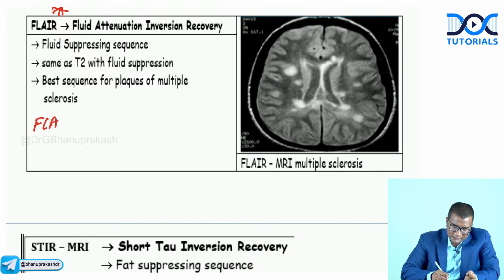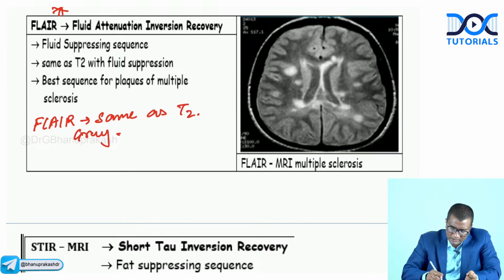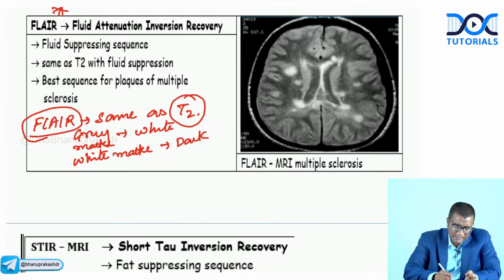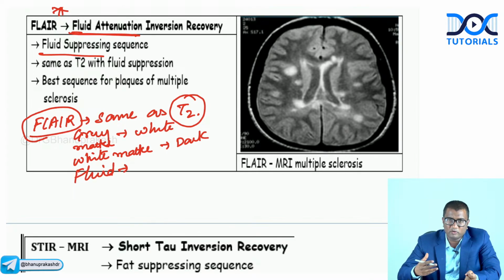FLAIR is same as T2. It is same as T2. What do I mean same as T2? The gray matter is white. The gray matter is white and the white matter is black, dark. Same as T2. Then what is the difference between T2 and FLAIR? As the name says, it is fluid attenuation. The fluid is suppressed. So the fluid will appear dark. In T2, water appears white, but here the fluid will appear dark.